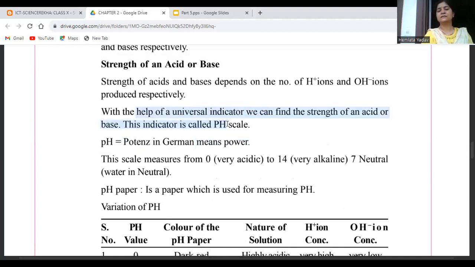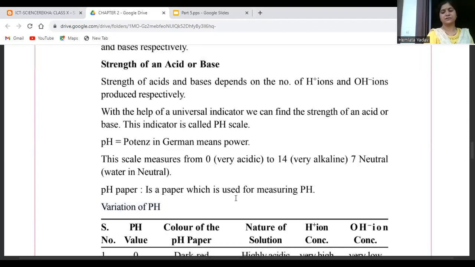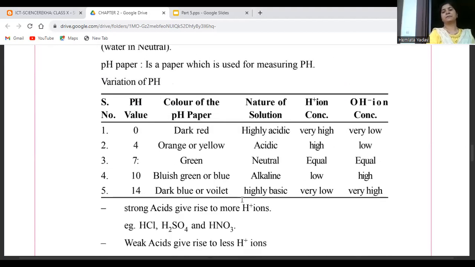With the help of a universal indicator, we find the strength of an acid. This indicator is the pH scale. The scale measures from 0 very acidic to 14 very alkaline, and in the middle 7 is neutral. pH paper is a paper which is used for measuring the pH of solutions. So pH paper is also a universal indicator paper, which, when you dip in the solution and check the color change, you can match that color change with the scale given on the pH paper.